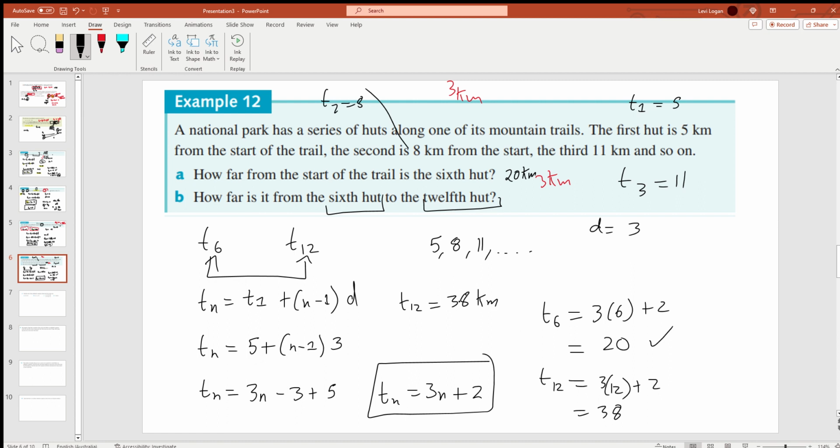So if that's 38 kilometers from the start and that's 20 kilometers from the start, you go 38 minus 20, and that'll give you the distance between the two of them, which is 18 kilometers. So the answer to B isn't the 12th term, it's the distance, because it's how far it is. So you would put 18 kilometers.